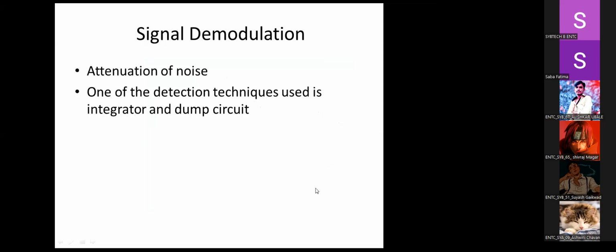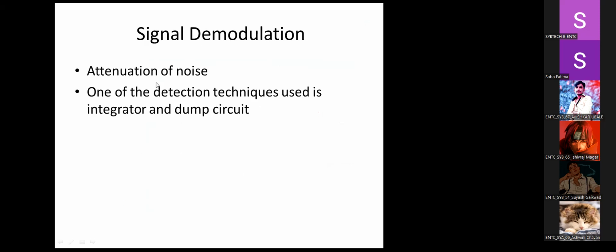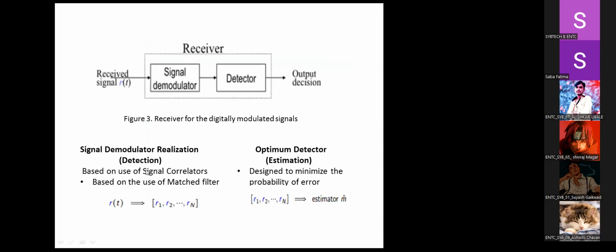Coming to the topic here, first we are going to talk about signal demodulation. Signal demodulation means we are trying to remove the noise using either of two techniques: the signal correlator or the matched filter. These two are slightly dissimilar, and I will tell you why later. But later we have to prove that these two have the same impulse response. That will be an important question: prove that the impulse responses of the correlator and matched filter are equivalent.